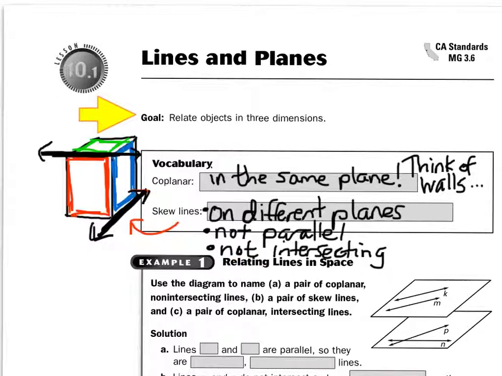So take a look. I drew the line. So let's say this line was where the ceiling and the front wall intersected, like a straight line. And then this other line down here is where the side wall and the floor intersect. These two lines will never touch and they are not parallel. So that's what makes them skew.